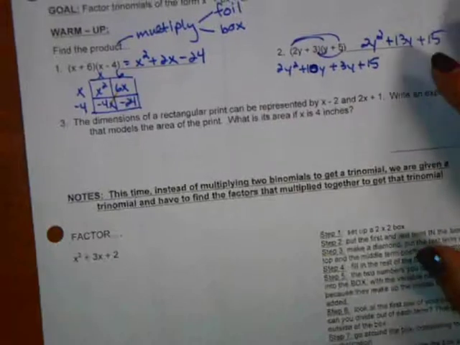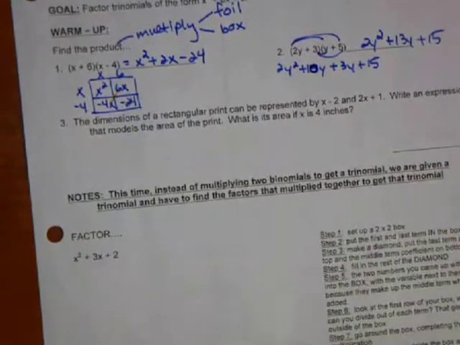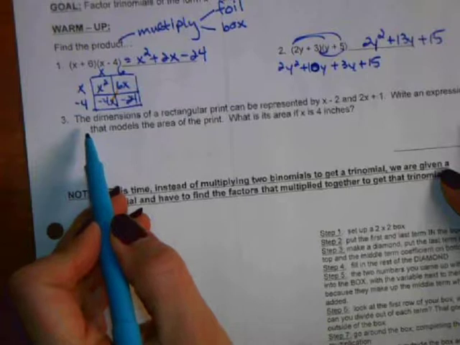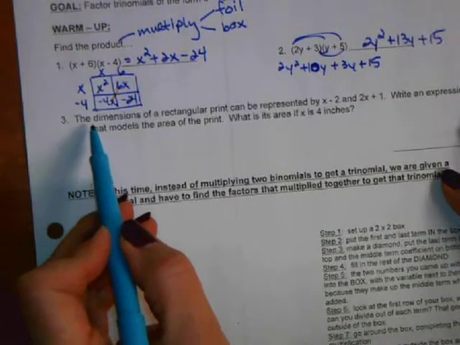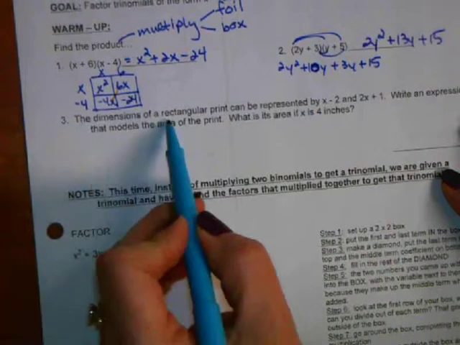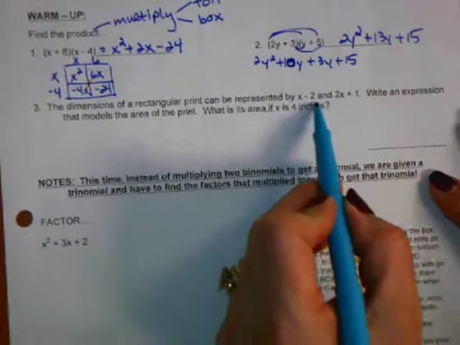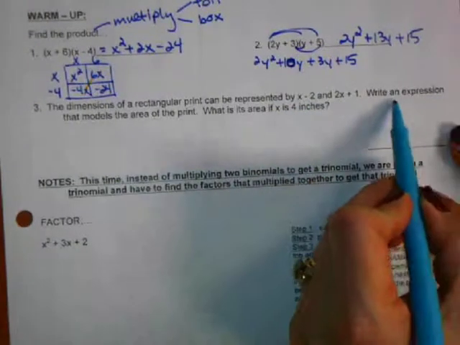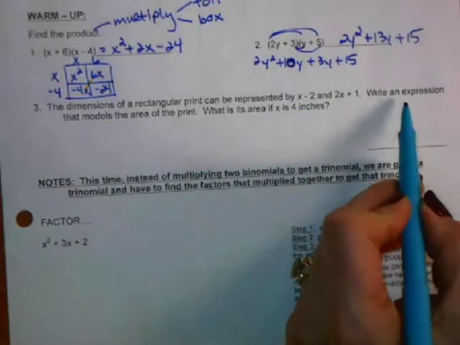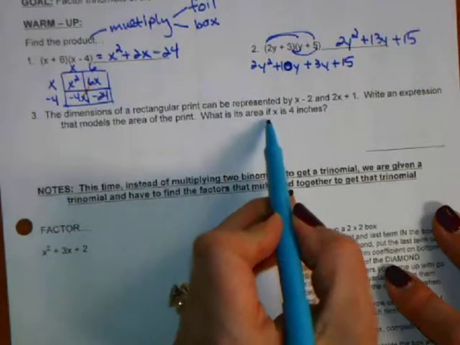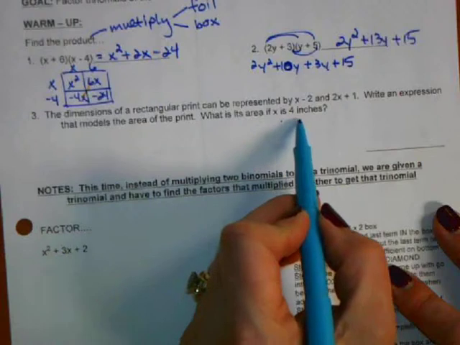I want to kind of go through what these words are, because I think a lot of people look at a story problem and say, forget it. But if I always read them twice, I say, okay, I'm going to read through this. Read it with me, and I know you don't want to, but I'm going to ask you to do it with me, okay? The dimensions of a rectangular print can be represented by x minus 2 and 2x plus 1. Write an expression that models the area of the print. What is its area if x is 4 inches?